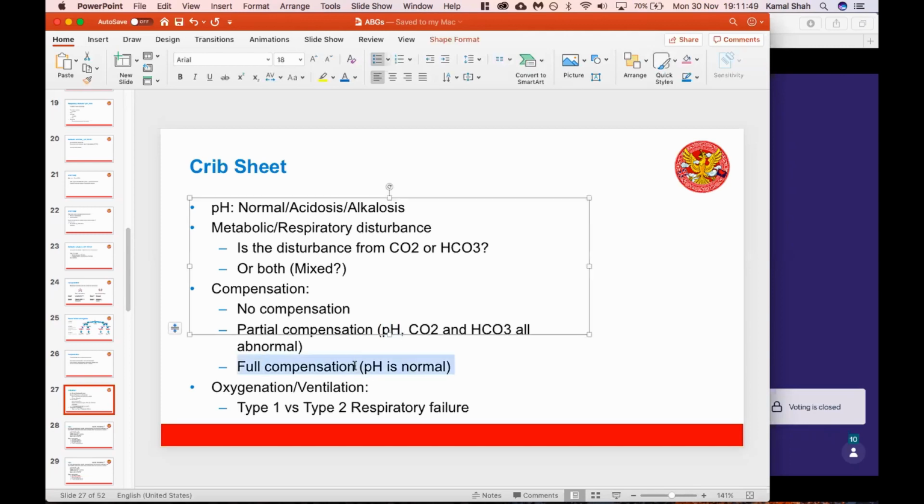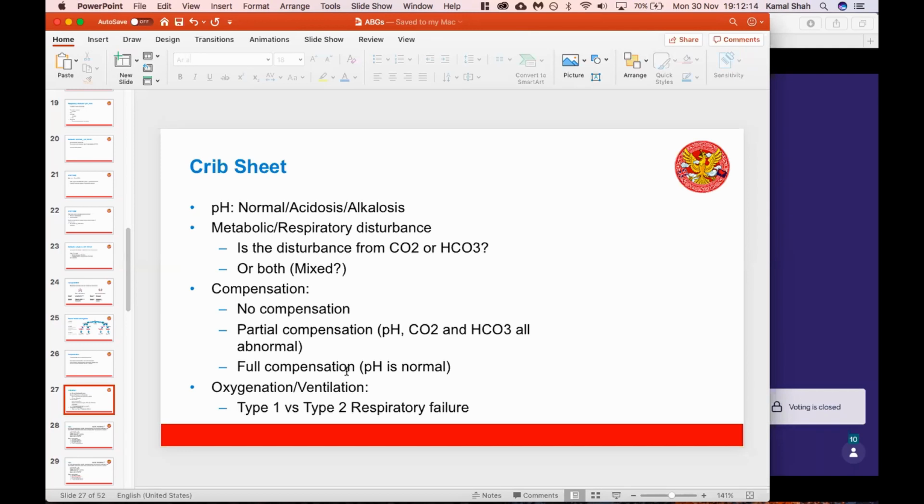So I think some of you might be asking at this stage, if it is fully compensated, how do we know whether the abnormality at the beginning was acidotic or alkalotic? Okay, so let me repeat the question. If there's a full compensation, how do we know what the abnormality was at the beginning? So how do we know whether it was originally acidotic or alkalotic?